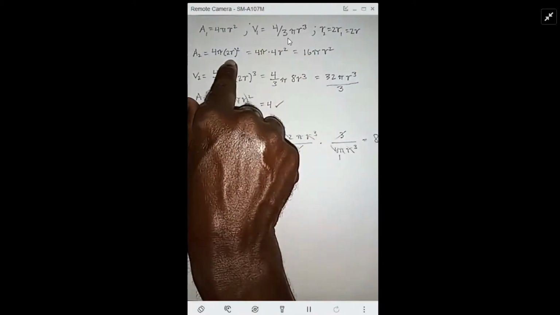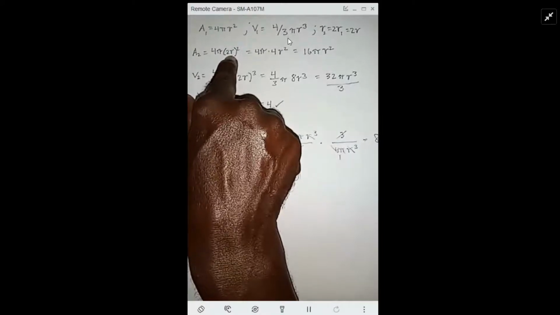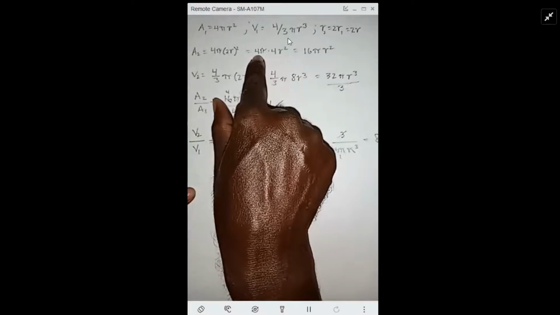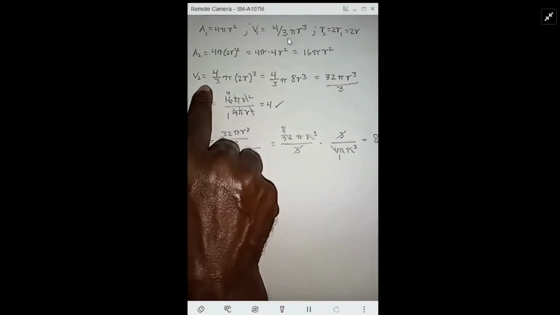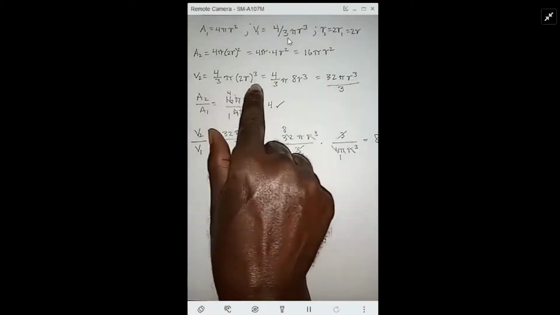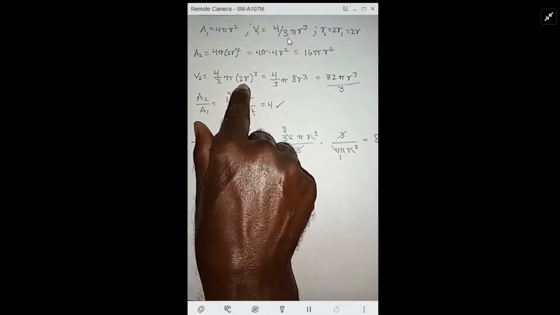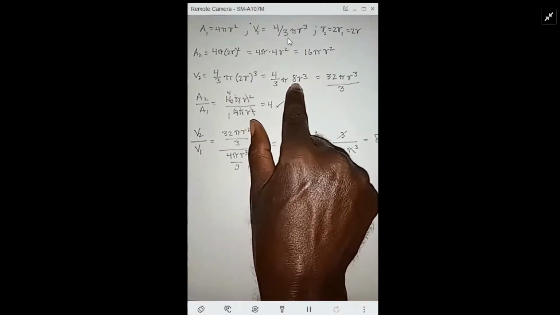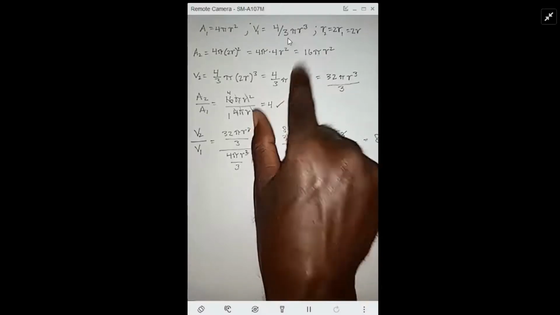Here's the relationship for A2. A2 has a radius of 2R. So that gives us 4 pi times 4R squared, 16 pi r squared. Here, I did the same thing with the volume. We see the volume is cubed, so instead of 2R, it goes up to 2R cubed. It goes all the way up to 8R cubed. Okay, so those are significant values.